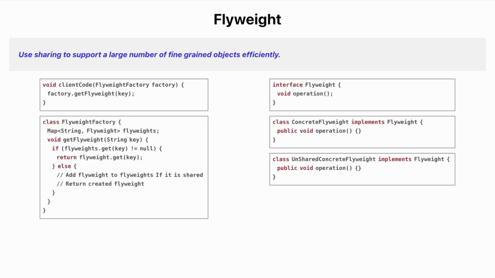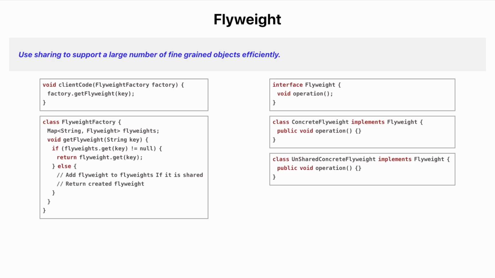Flyweight. Using sharing to support a large number of fine-grained objects efficiently. Frequently used objects which do not contain any state can be created once and can be used in all places. Here, the client accesses the shareable objects through Flyweight Factory. The Flyweight Factory takes care of creating the objects once and maintaining the objects.